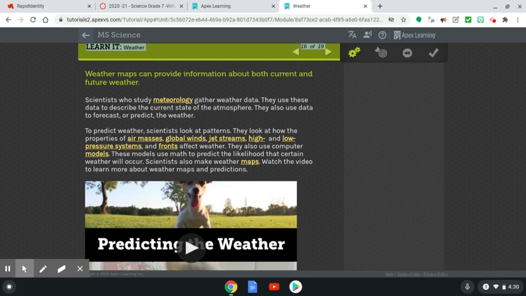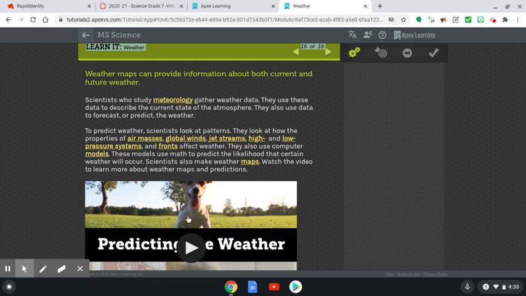Hey, we're going to talk a little bit about weather maps today. This is just a review of some of the things that we have talked about to help scientists predict weather. We've talked about air masses, global winds, jet streams, high and low pressure systems, fronts, and the computer models like radar and satellite.